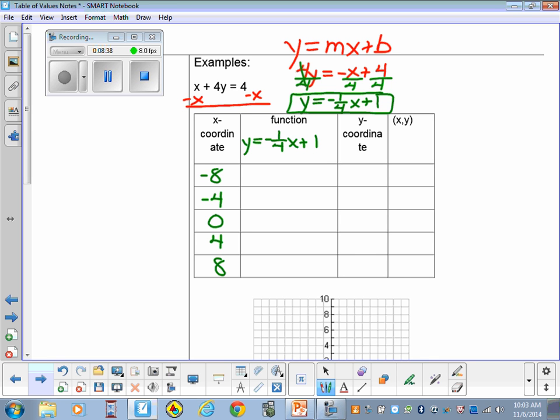Now, we did this last time. We used our graphing calculators to help us. So we're going to go to y equals. Make sure you put the fraction in parentheses. Parenthesis, negative 1/4, close your parentheses, x plus 1. Press graph so you can see what it looks like. And then go to the table. Second graph gives you the table.